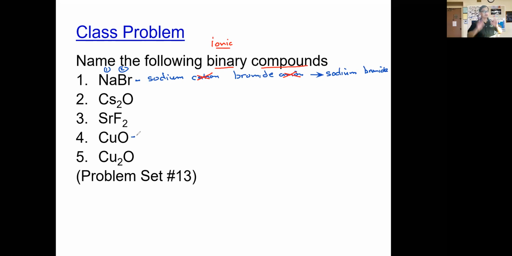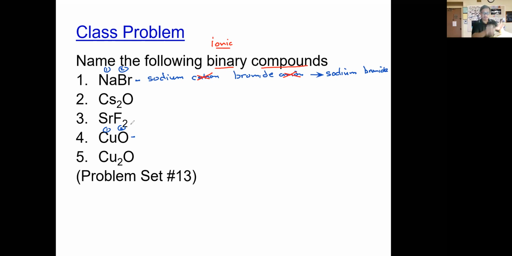All right, so with that said then, is this a binary compound? Yes, it is. It's made up of Cu, which is copper, and oxygen, which is another element. Okay, so we have a binary compound. Is this an ionic binary compound? Yes, because the first element is a metal, the second element is a nonmetal. So this is a binary ionic compound.